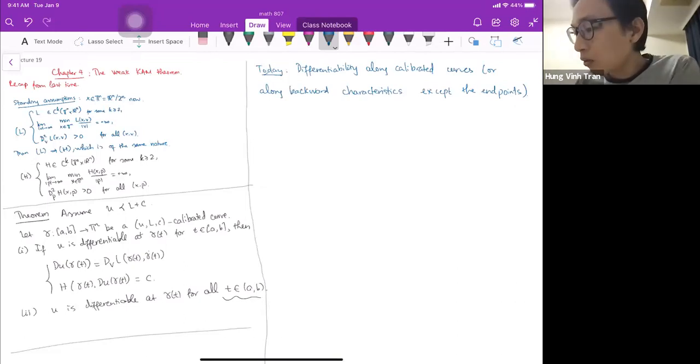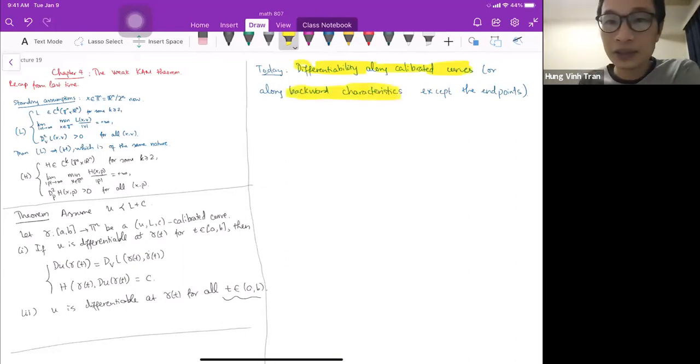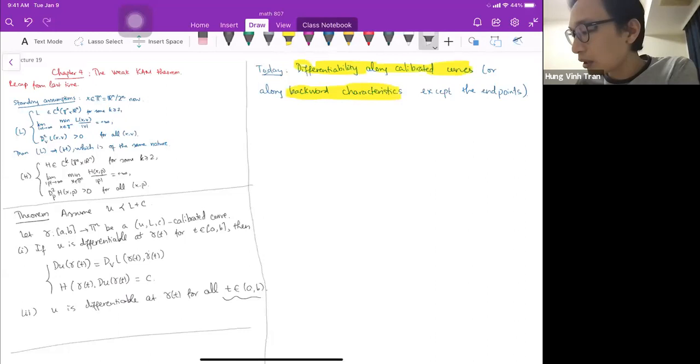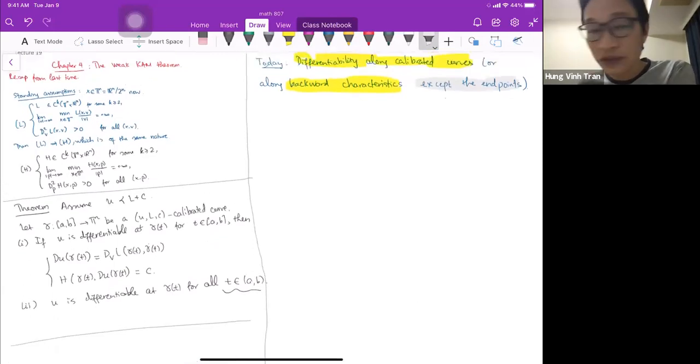So the whole lecture for today can be summarized in the sense that if you go along calibrated curves, or backward characteristics in the PDE language, then you have differentiability. But surely you have to take out the endpoints, because we might not have differentiability along the endpoints. The theorem we stated last time had two parts. We just proved the first part, and we're going to do the second part.